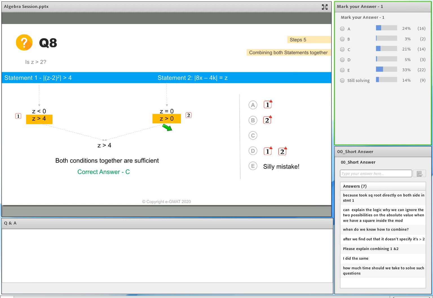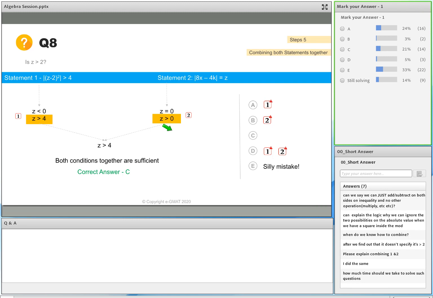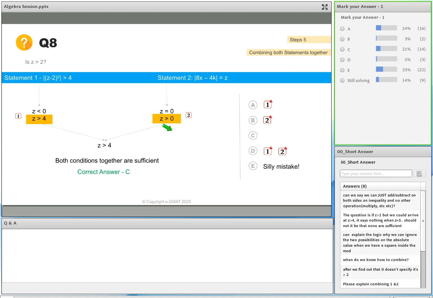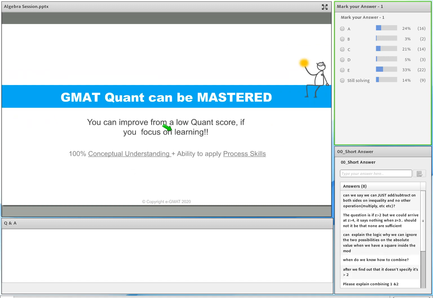I don't see any more questions about this directly. Can we just say we add or subtract on both sides of the inequality and no other operation? No, not at all. You can definitely multiply both sides. You can definitely divide both sides. But the only thing is, if you're multiplying or dividing both sides by a negative number, your inequality flips. You're free to do what you're doing. Keep posting your questions as I go on talking more about this, okay?